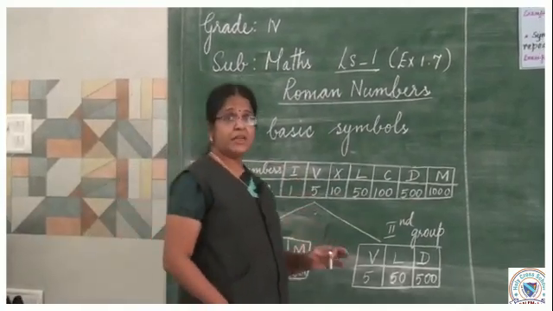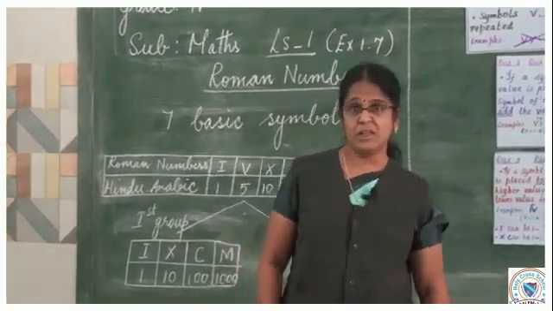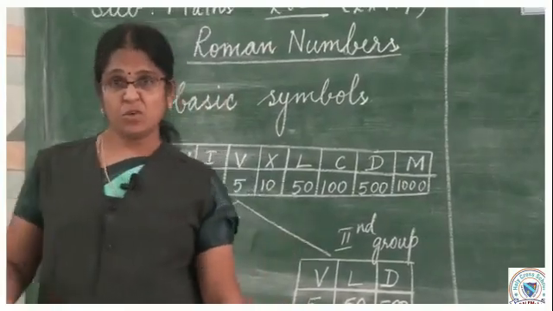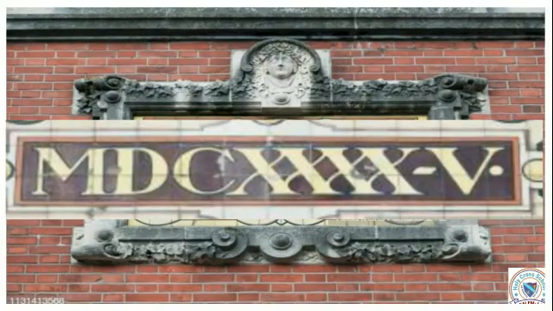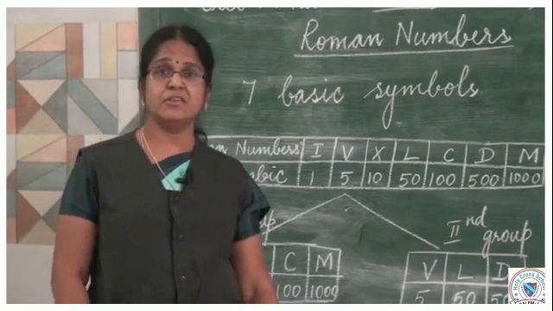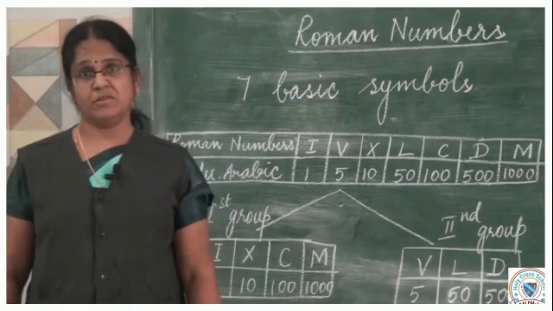Romans created this 2000 years ago, but still they are in use. You can find these Roman numbers on the faces of the clock, in the inscriptions of buildings and in books. But there is no symbol for 0 in Roman numbers.